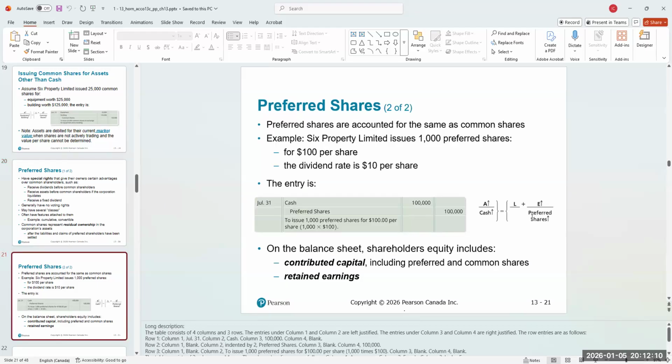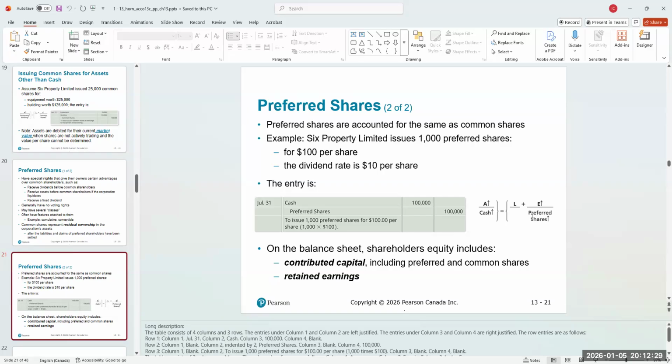Now let's issue some preferred shares. Preferred shares are accounted for the same as common shares. So basically, you can get cash, you can get assets. Let's pretend we're issuing 1,000 shares for $100 per share.